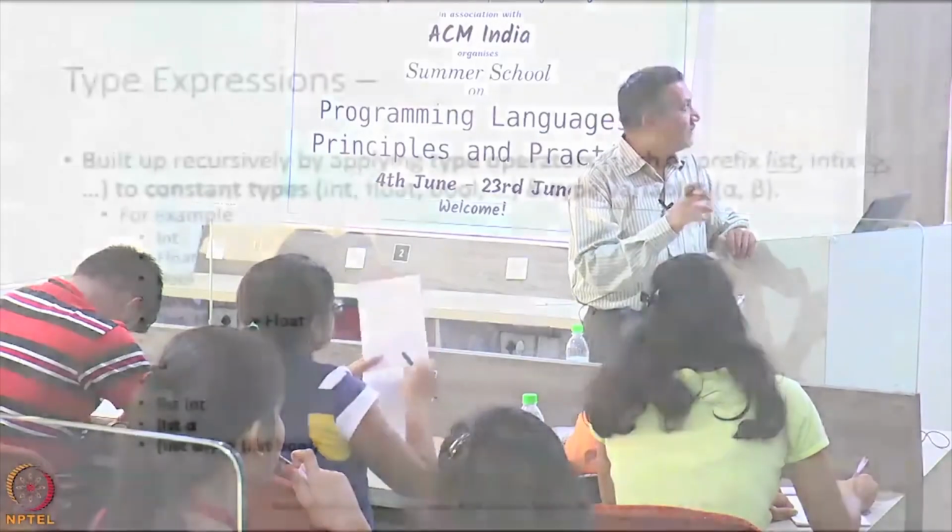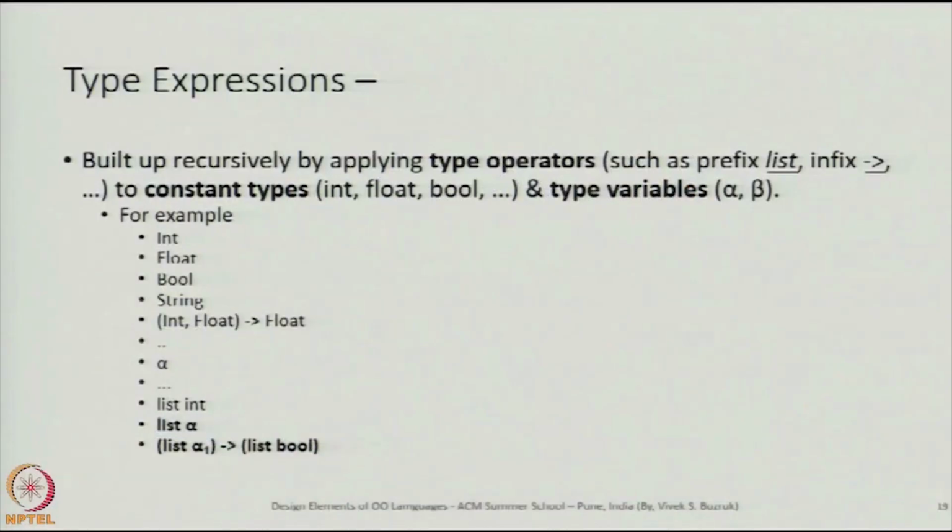Two constant types, like int, but it need not be a constant type always, it can be second order also. But right now, let us consider that the type expression we are defining here is built up recursively by applying type operators to constant types and type variables. Now the important part here is the type variable. Let us try to understand what this means. Let us go bottom up rather than top down, and look at the bottom part.